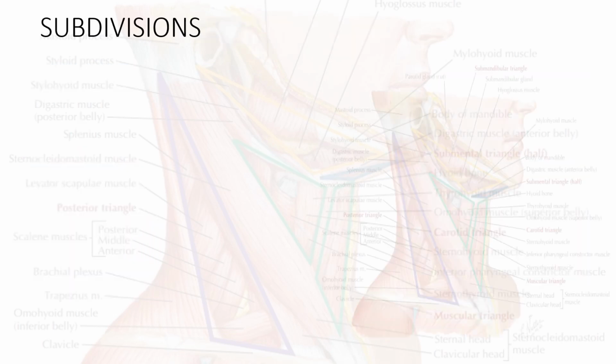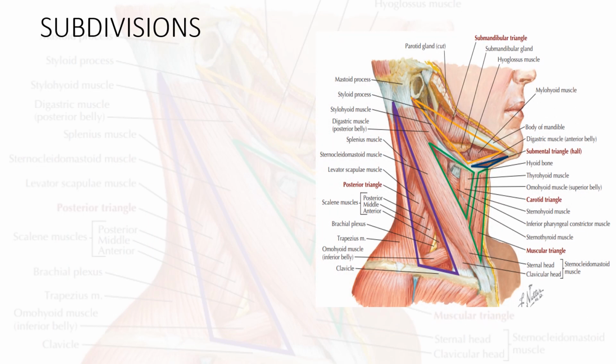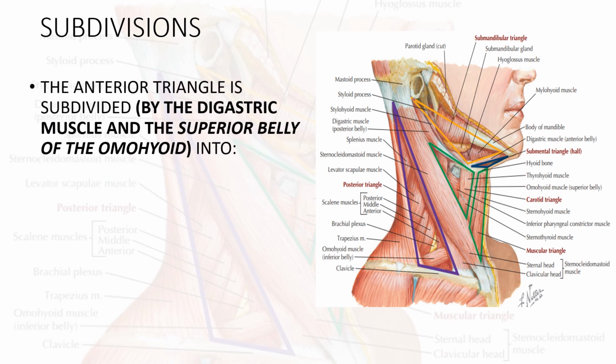So, subdivisions of the anterior triangle. We just said the subdivision of the anterior triangle is 4 triangles. This is the sternocleidomastoid. Anterior to sternocleidomastoid we have the anterior triangle. This anterior triangle is divided into 4 triangles by the superior belly of omohyoid and the digastric muscle. So here you can appreciate this area.